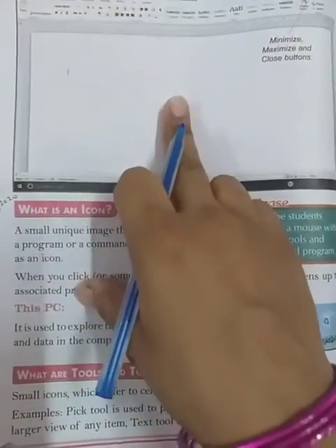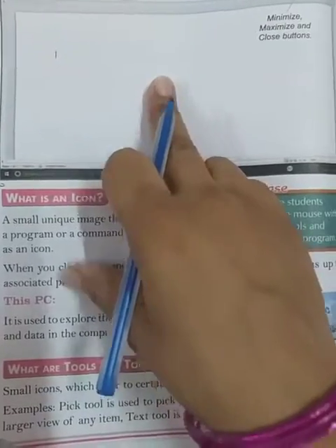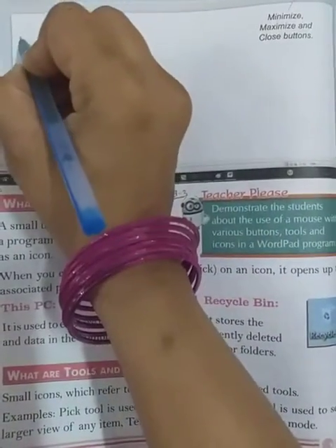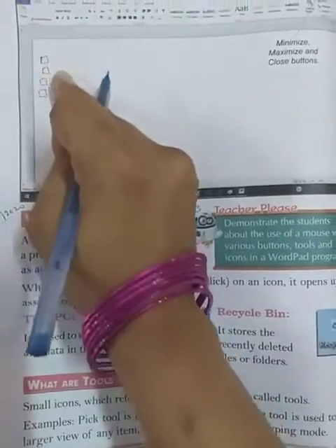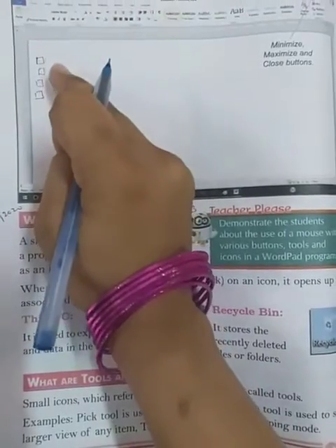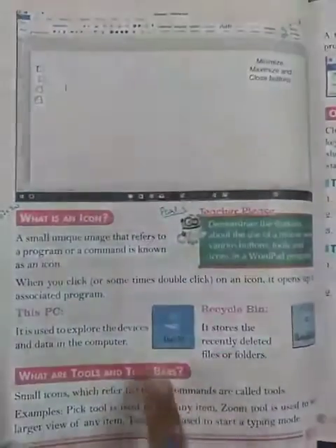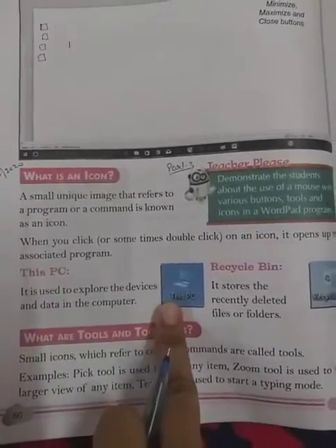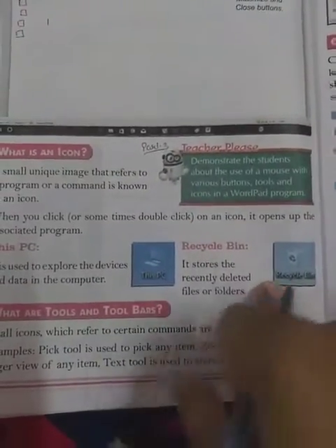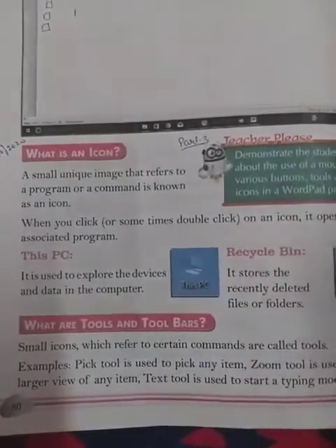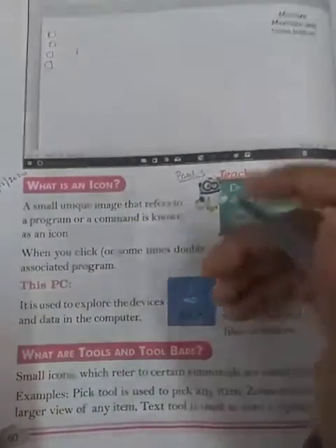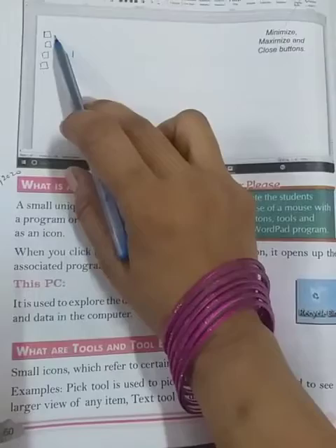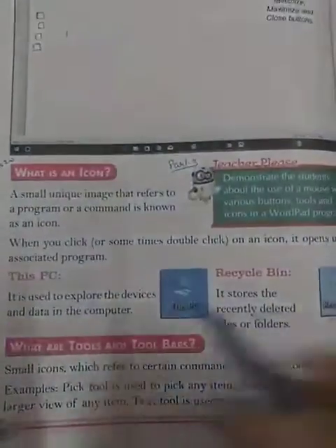For example, this is your monitor screen. Okay, and on your left hand side there are small icons. There is a smaller picture like this, and this is called an icon. See, This PC, Recycle Bin, and many more things, Computer, and there are small pictures on the monitor and on your screen. This is called an icon.